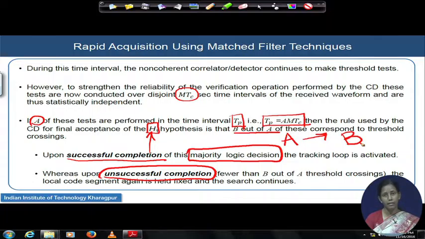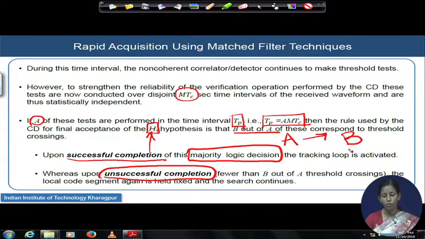Here is one guideline for you: the CD is one typical example where a majority logic decision is declared for the synchronization hit. But it may also be some other logic. For example, you may be very strict and think that out of the A tests, if not all cases have the correlated output crossing the threshold level, then we won't declare a hit. That logic is also possible.